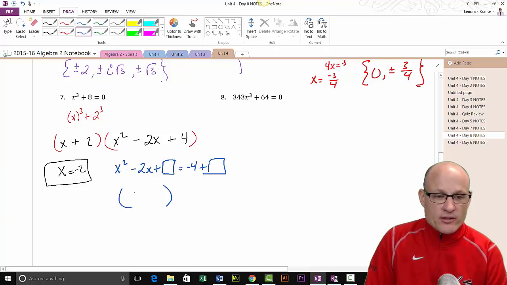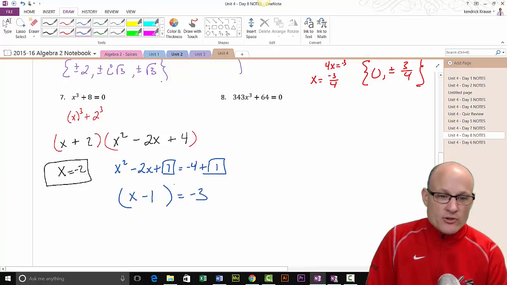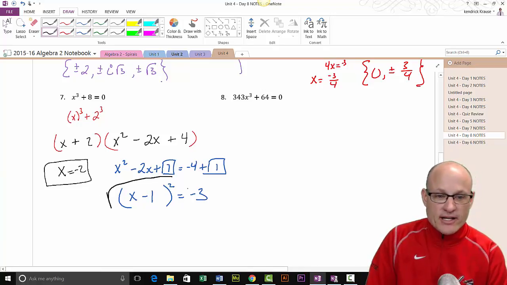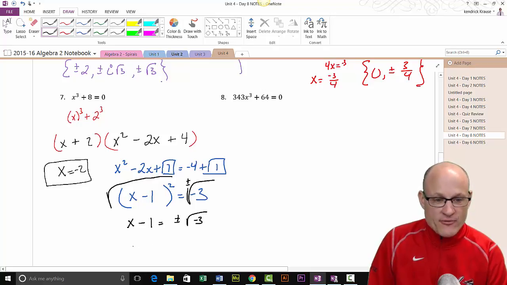Half of this, squared, is 1, so x minus 1, squared, equals negative 3. Take the square root of both sides. Now notice I've got a negative, so I'm going to have i in it, plus or minus. So I get x minus 1 equals plus or minus the square root of negative 3. And then I'll finish this by bringing the 1 over. So x equals 1 plus or minus i square root of 3.